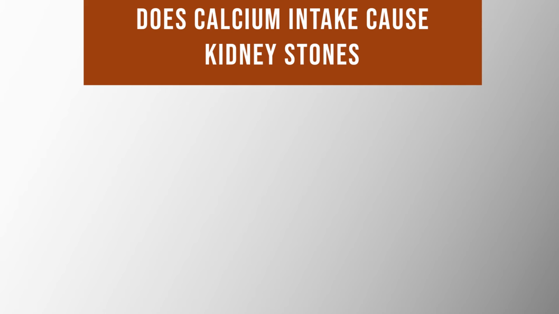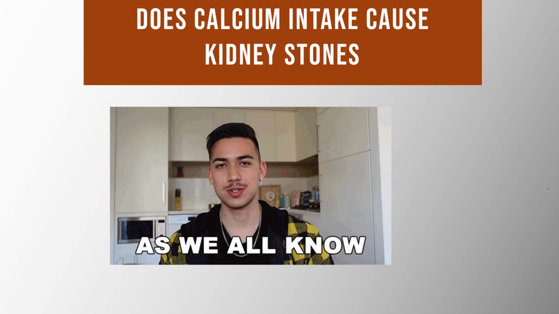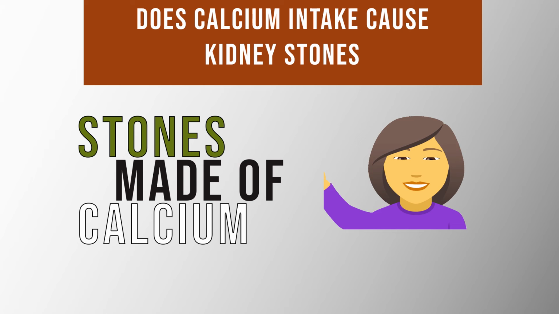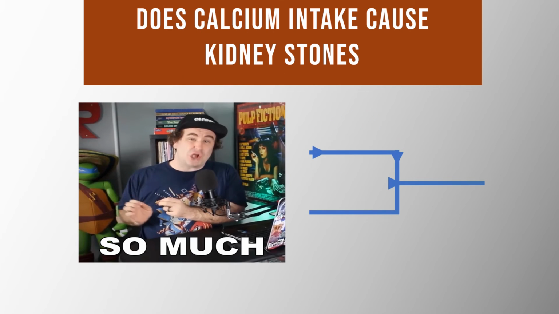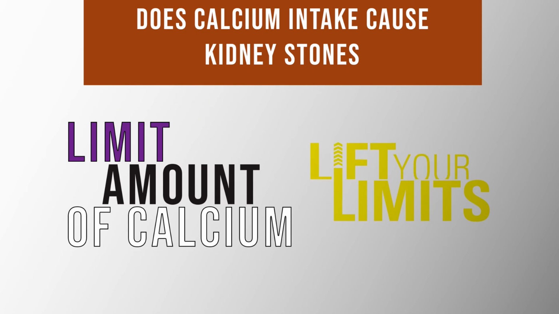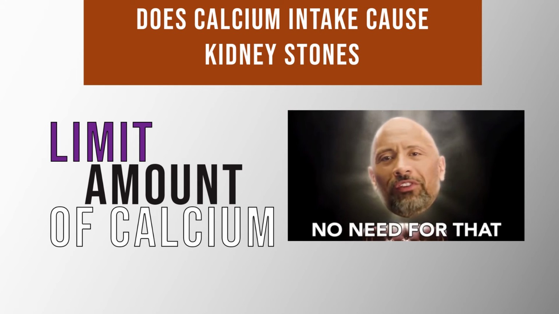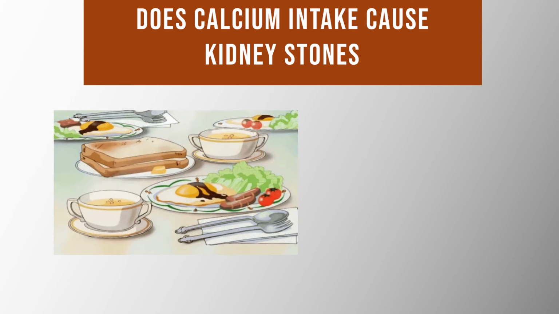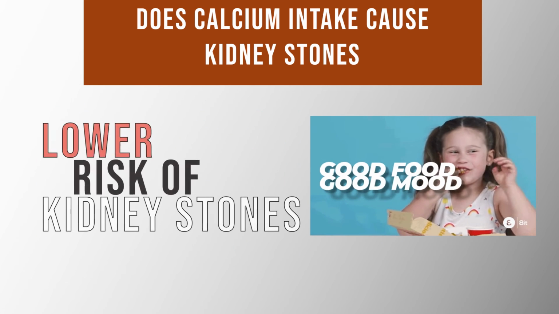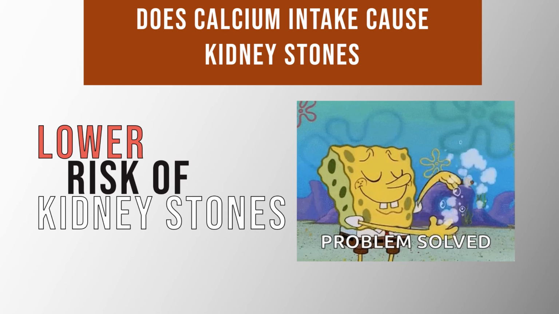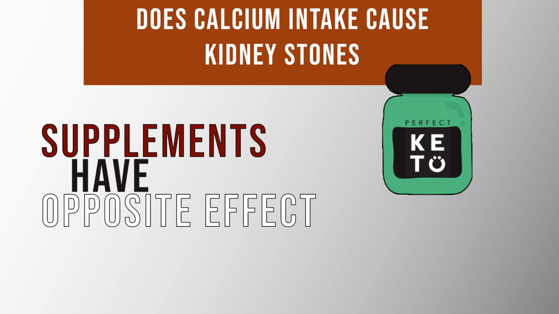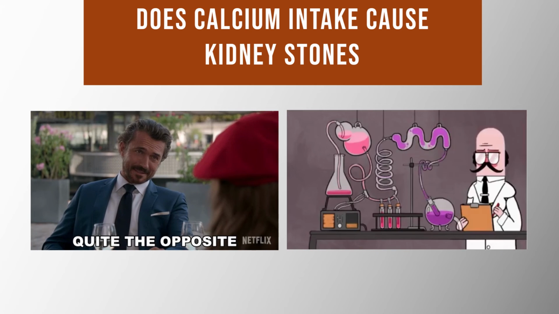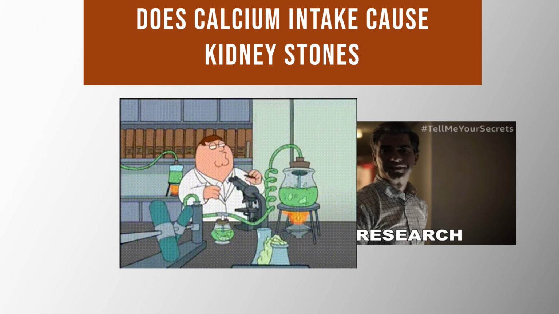Does calcium intake cause kidney stones? Most kidney stones, as we know, are made of calcium, and people who form stones usually have a higher concentration of calcium in their urine. So, should we limit the amount of calcium in our diet? Not necessarily so. Dietary calcium from food and beverage sources helps to lower the risk of kidney stone, while calcium from over-the-counter supplement seems to have the opposite effect, based on the result of a large, well-conducted study.